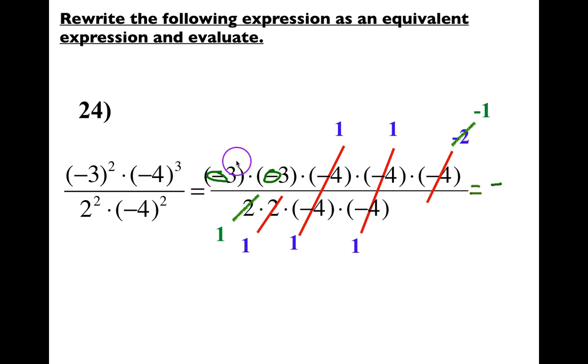Now I want to make sure I catch every single number. There's a 3 times a 3, and the rest are 1's, so that's going to be a 9. What about the denominator? There's nothing but 1's, so that's just going to be 1. So I would confidently say that my answer is a negative 9.